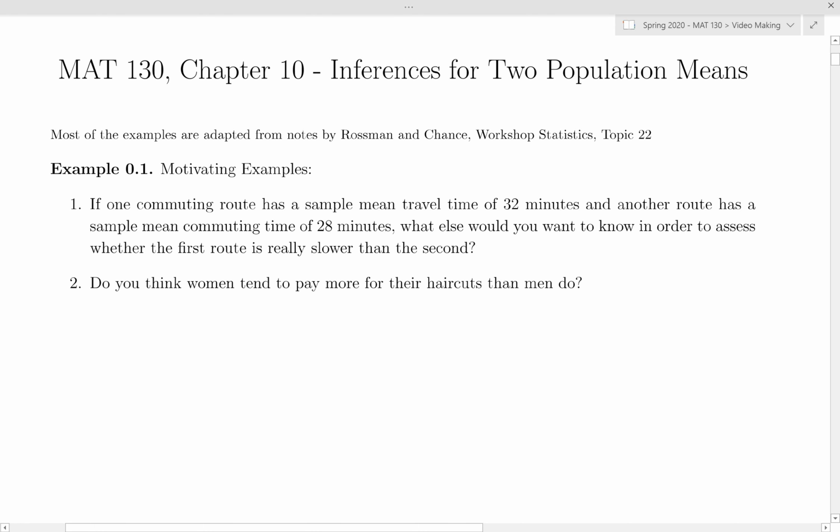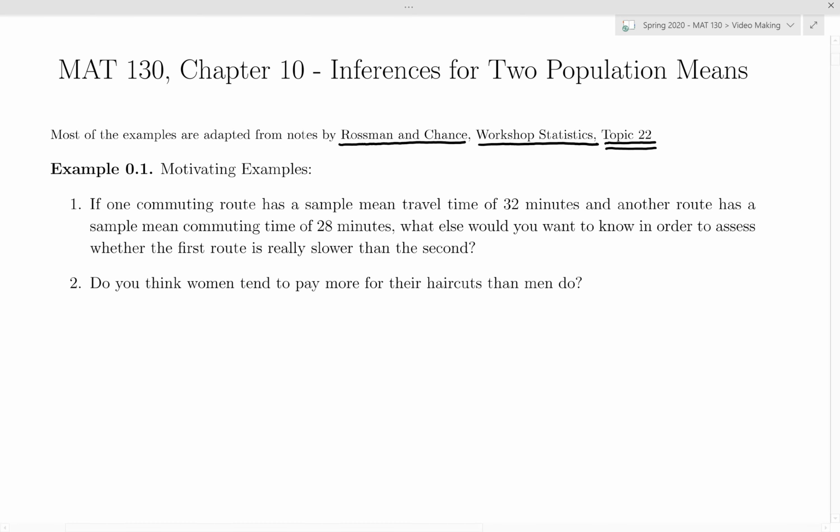Welcome, everyone. Today we are going to move on to chapter 10 in the textbook, which is inferences for two population means. I wanted to mention that some of the examples you're going to see are adapted from the notes by Rossman and Chance, called Workshop Statistics, and the examples are coming from topic 22. We're going to look at two examples.